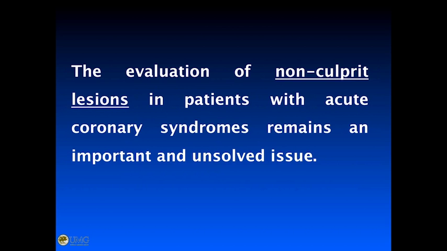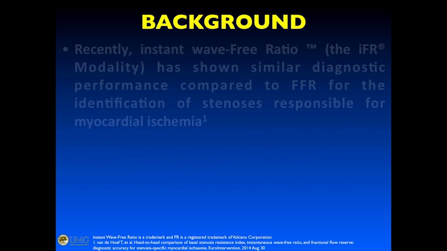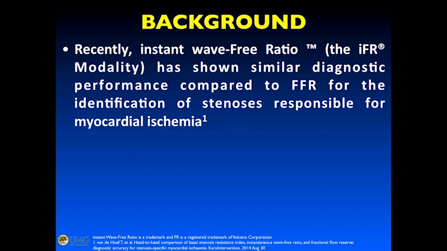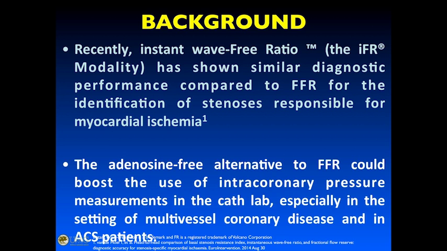The evaluation of non-culprit lesions in patients with acute coronary syndromes remains, therefore, an important and unsolved issue. Recently, iFR has been shown to have similar diagnostic performance compared to FFR for the identification of stenosis responsible for myocardial ischemia. The adenosine-free alternative to FFR could boost the use of intracoronary pressure measurements in the cath lab.